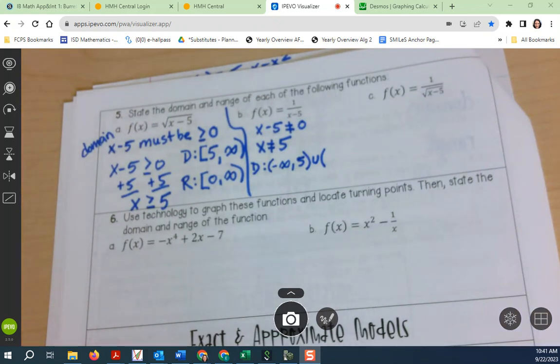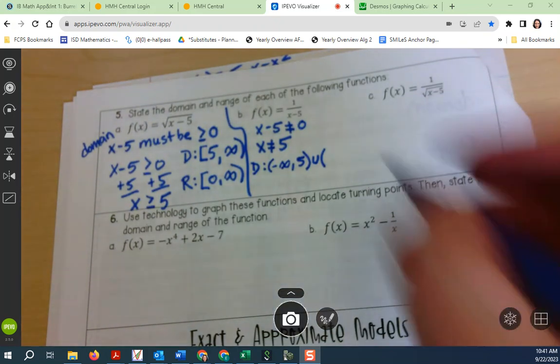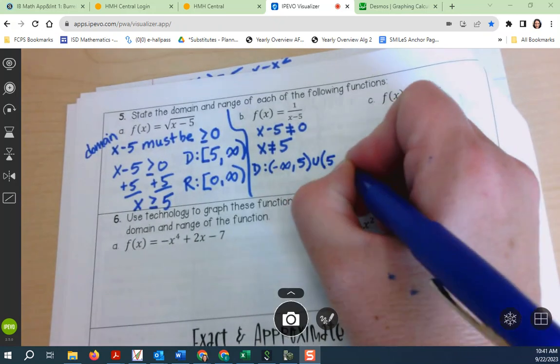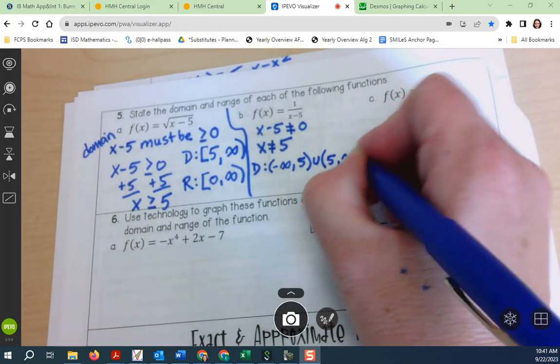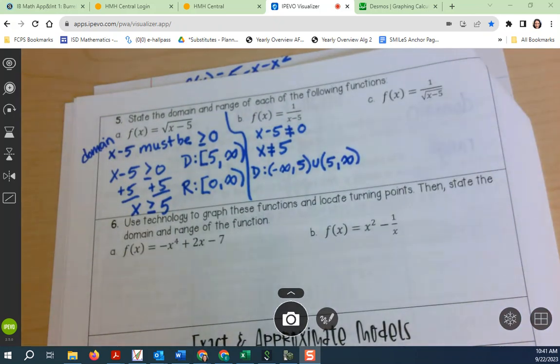And then right after that, we're going to start right after 5 and go to infinity. So notice how convenient these parentheses are. They're saying you're going to get as close as possible to 5 without getting to 5. Skip over 5. And then you're going to go all the way to infinity.